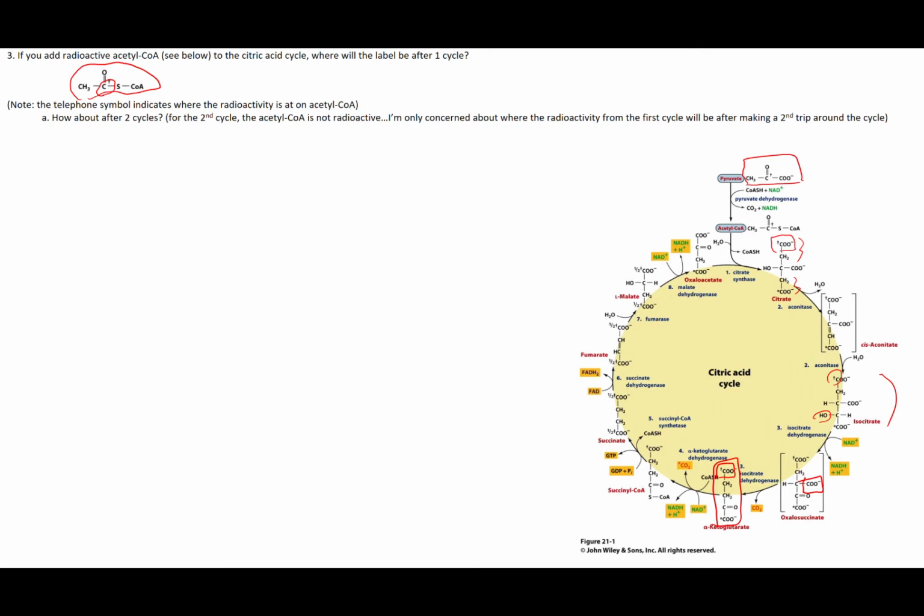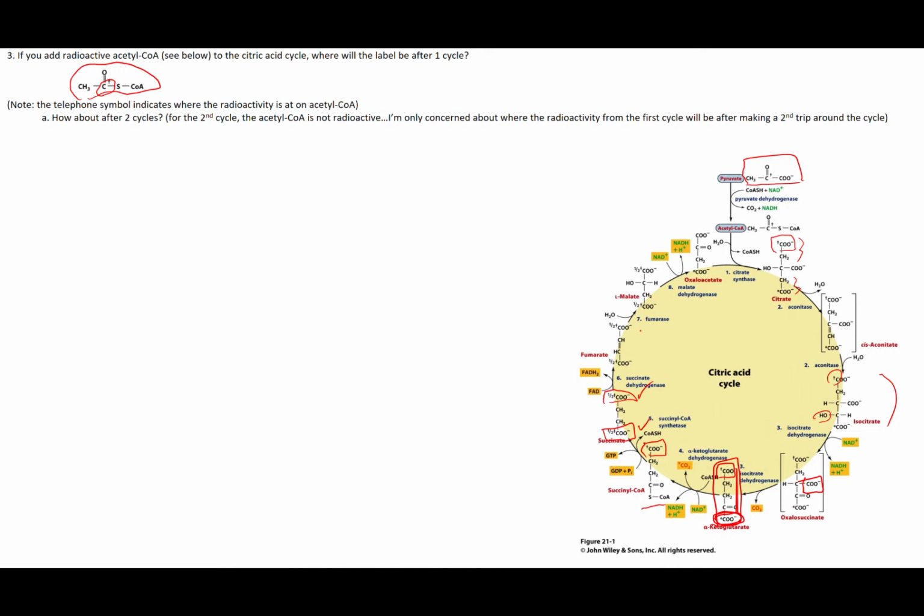Now in the next step, we lose the bottom carboxylate as CO2, and we end up with succinyl-CoA with our label still at the top here. Then we cleave off the CoA. What does this do to the molecule? This is the really key step: it makes our molecule symmetrical, where this carboxylate up here is equivalent to that carboxylate down there. Because of this, our radioactive label is actually half up here and half down here.